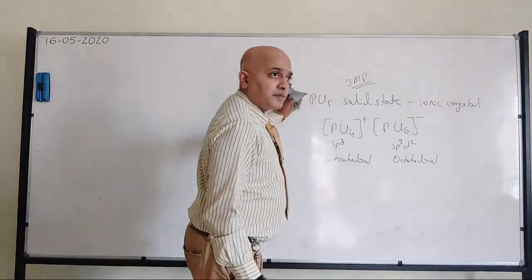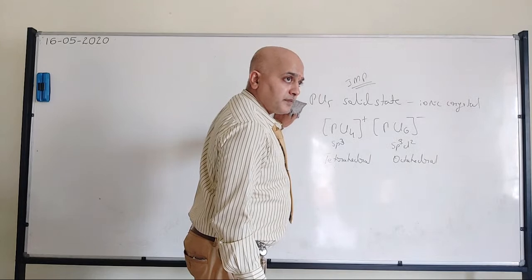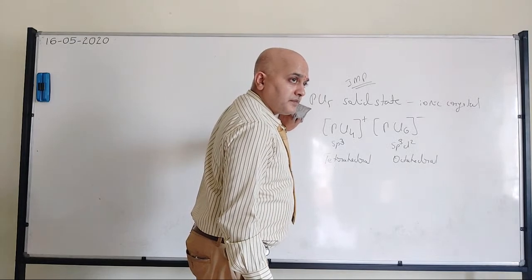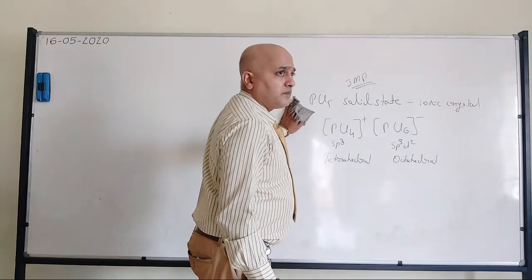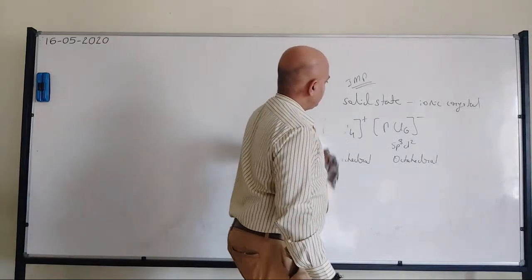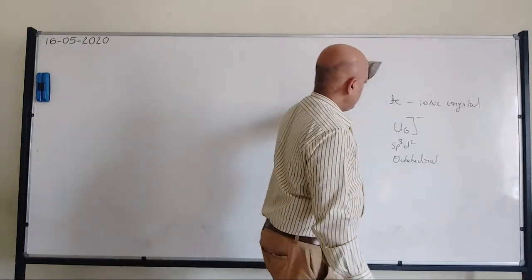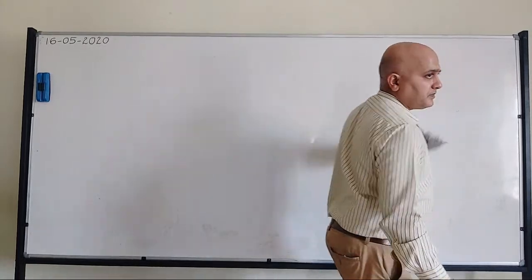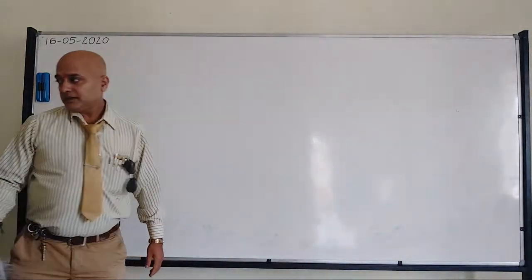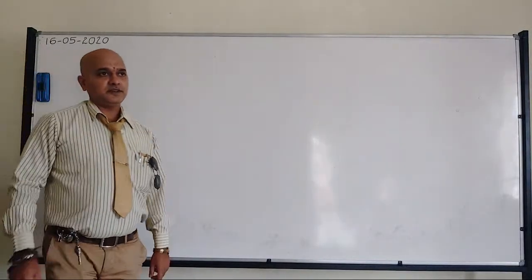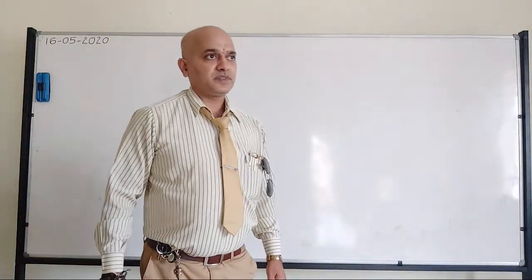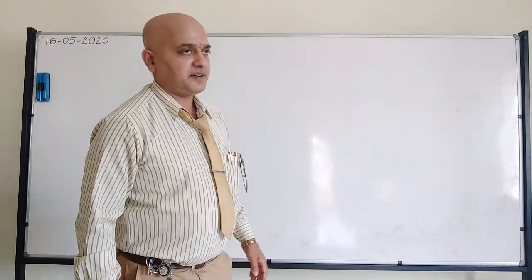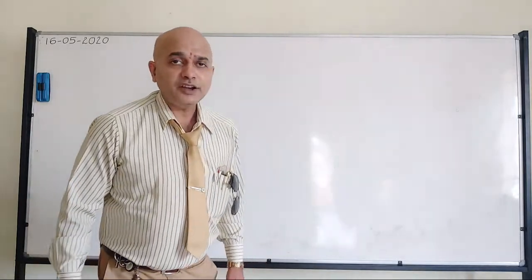So PCl6 minus, is it not square-like? Octahedral because 6 is there, no? Why bipyramid? Bipyramid will not come. Bipyramid will not come because it is an even number, it is 6. Okay, therefore it can be octahedral. Any doubts?